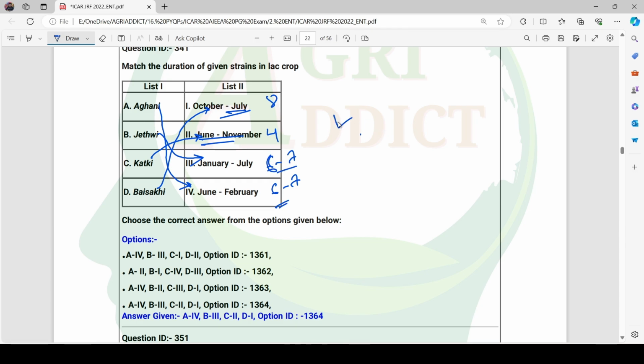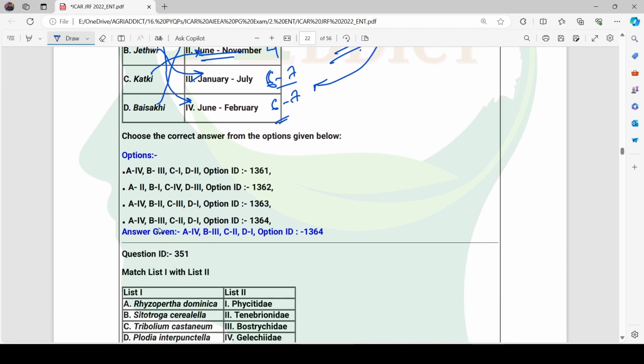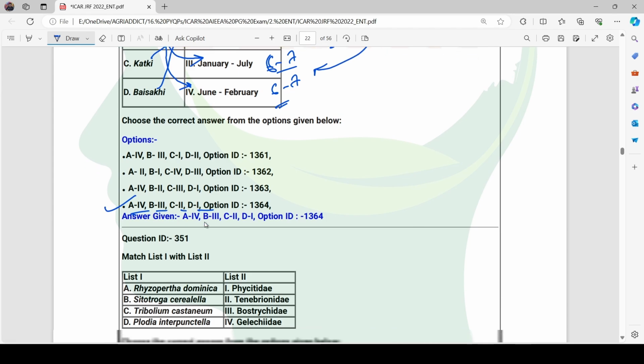So in the book Elements of Economic Entomology by Vasantraj David and Ramamurthy, there is a beautiful chart of this Agrani, Jaitui, Katki and Baishaki. Just go through that chart, and here A4, B3, C2 and D1 is the correct answer.